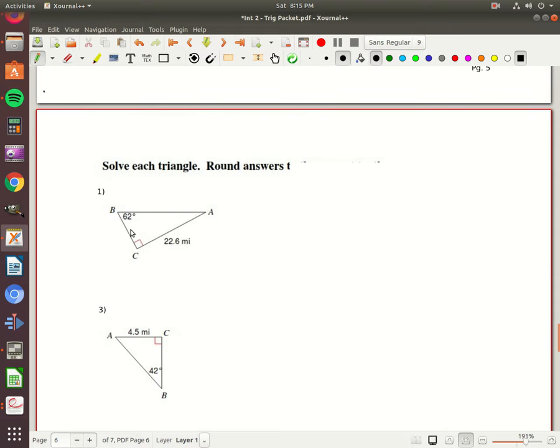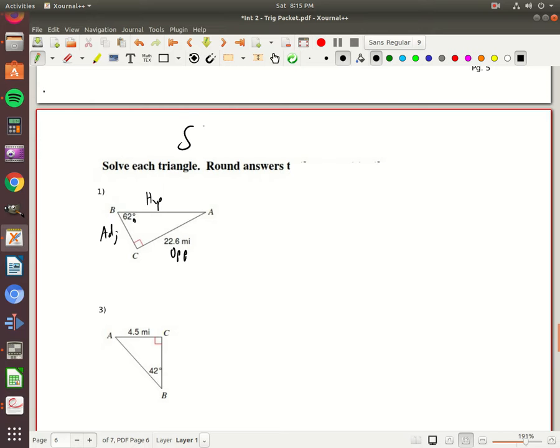And if we get something like this, we'll start from angle B. So from angle B's perspective, this would be the opposite, this would be the hypotenuse, and this would be the adjacent. Now obviously, I don't know the hypotenuse or the adjacent, so it doesn't really matter which one I start with. So let's pretend I want to know the hypotenuse first.